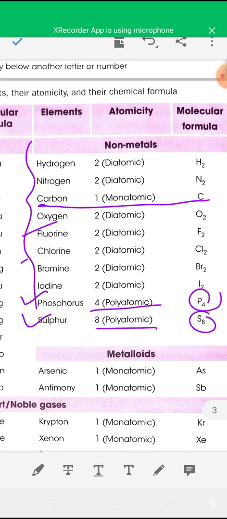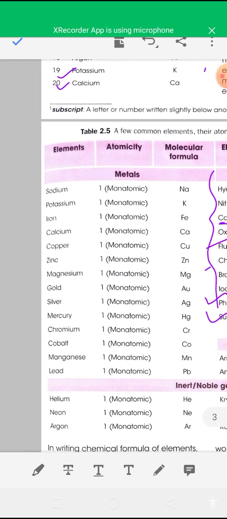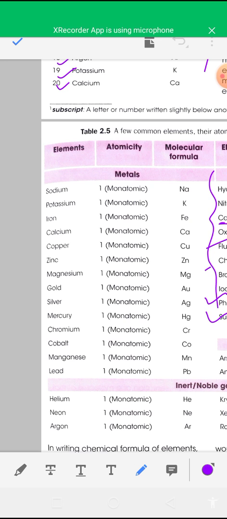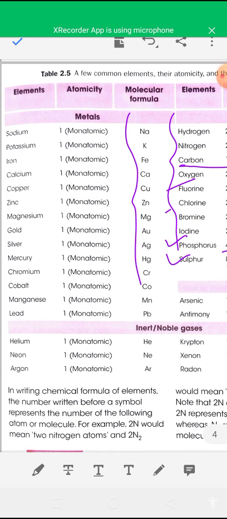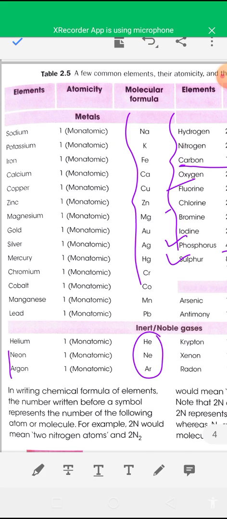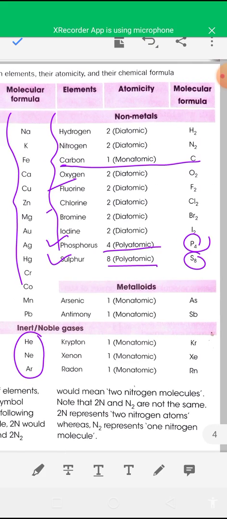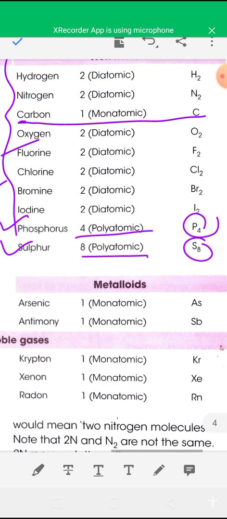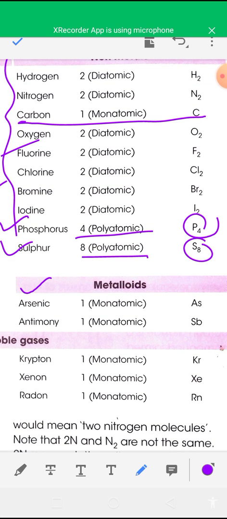Okay, so these are some monoatomic metals and their symbols, molecular formula also given here. And now see monoatomic noble gases like helium, neon, argon. These are monoatomic, they exist as a single atom. Okay. And some monoatomic metalloids, arsenic, antimony, these are monoatomic metalloids.